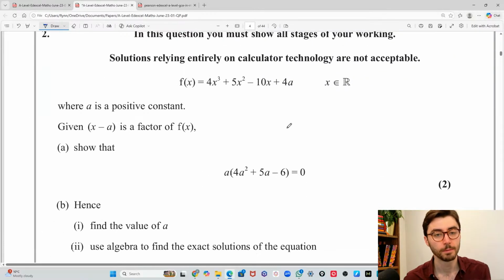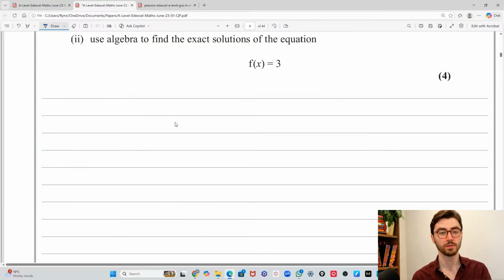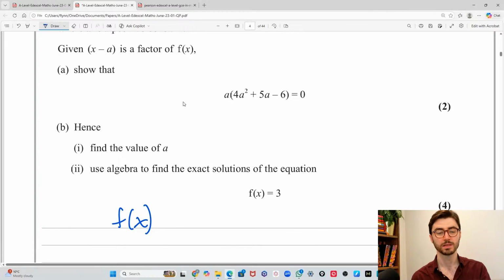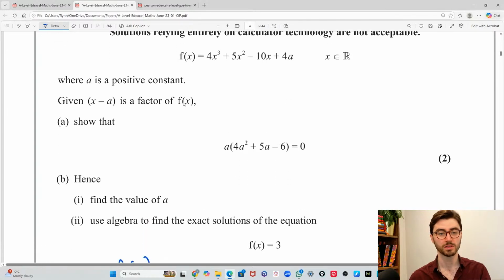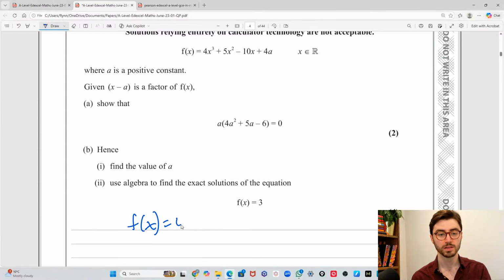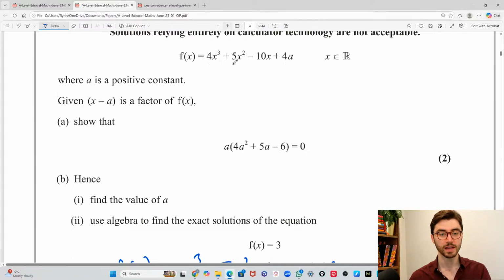Right, so we have this function. Given that x minus a is a factor of f(x), that means f(a) equals 0. So I'm going to write that right off the bat. I'll copy down what f(x) is, because I don't want to have to write it on the paper itself. In fact, let me zoom out so I can write it down. So it's 4x cubed plus 5x squared minus 10x plus 4a, and we are told that f(a) is equal to 0.